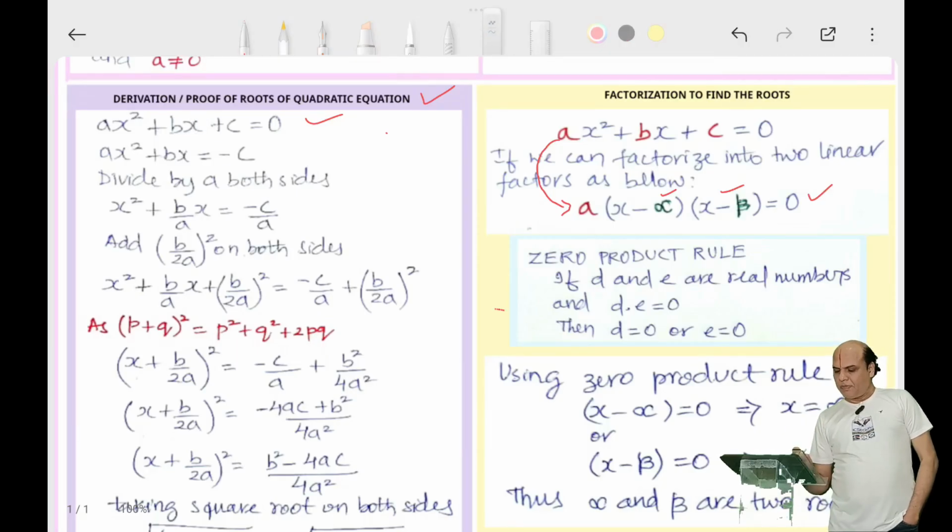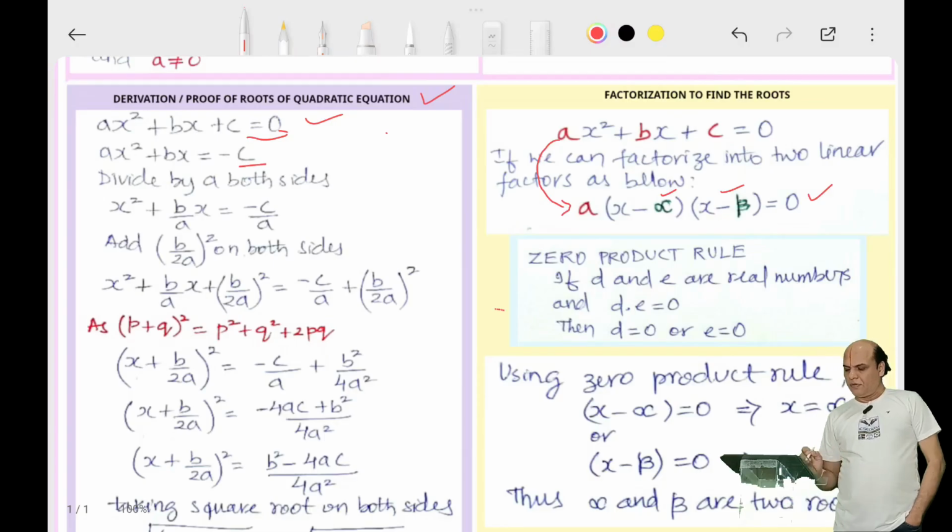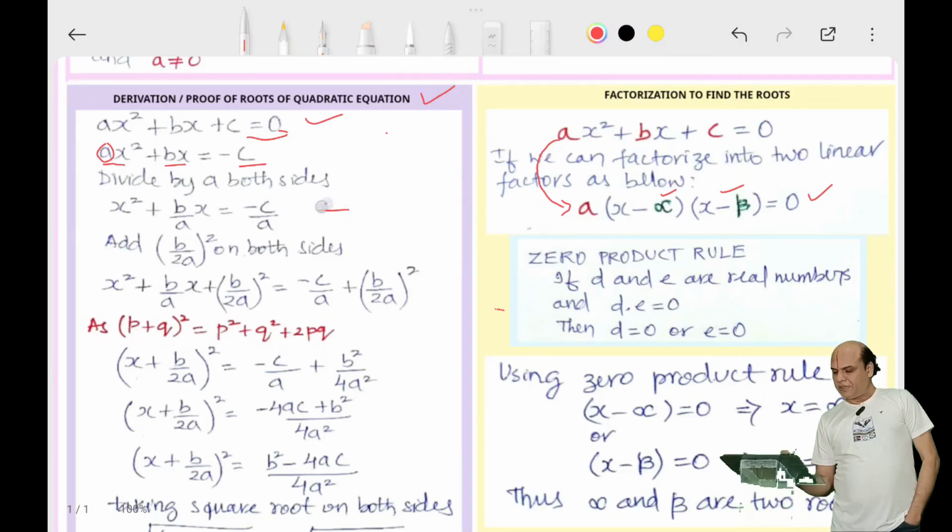So ax square plus bx, if I take the c to the other side, it becomes minus c. Now on the left hand side I have ax square and bx. So I want to get rid of this a. So I will divide throughout by a. So I will get this equation: x square plus b by a x is equal to minus c by a.